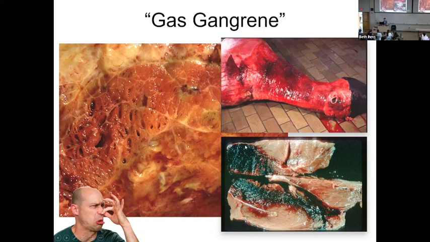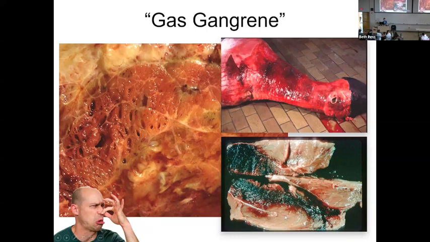Here's some more skeletal muscle. You can see moderately well demarcated area of dark black discoloration surrounded by lighter red discoloration. So here's that red rim of inflammation surrounding the necrotic area. This is a viable, healthy red. This is dead, black, nasty necrotic.